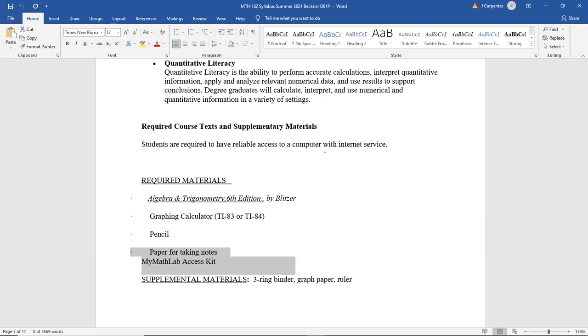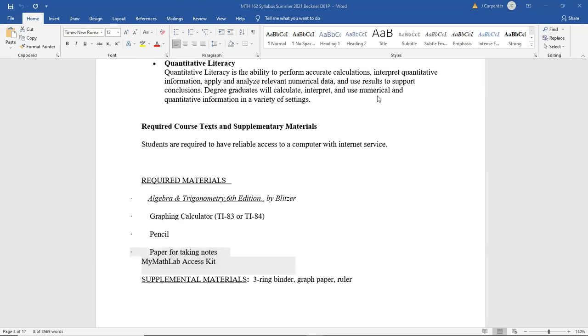Now, if you had Math 161 and you weren't using Mymathlab or you weren't using this Blitzer book, then you would have to purchase the access kit again. Unfortunately, I have no control over that. That's just the way it works because it's a combo course essentially, but only if you're using the same materials, and not all campuses use the same materials, unfortunately. I do recommend that you have a graphing calculator. TI-83 is great. TI-84 is awesome as well. There are plenty of other options out there.